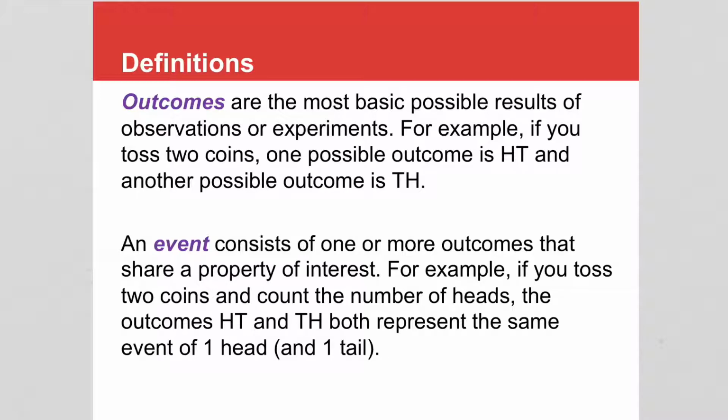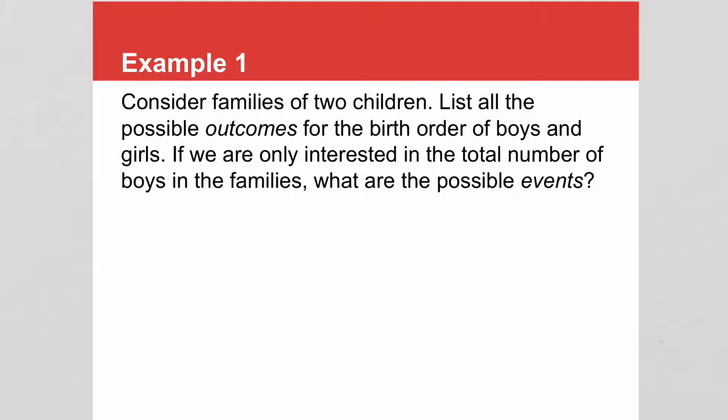For example, if you toss two coins and count the number of heads, the outcomes heads-tails and tails-heads both represent the same event of having one head or one tail. Example 1, consider the families of two children. List all the possible outcomes for the birth order of boys and girls. If we're only interested in the total number of boys in the families, what are the possible events?